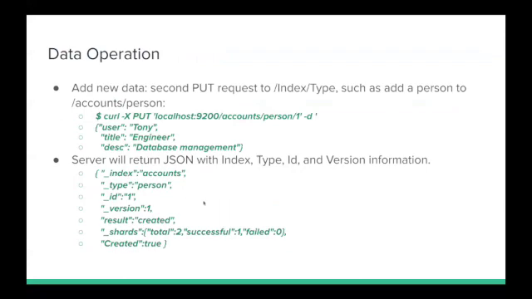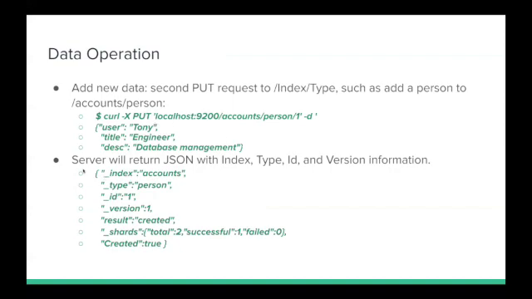Now we will take a look at the data operation part in Elasticsearch. First of all will be adding a record. We can send a PUT request to a specified index type, and we'll be adding a new record successfully. For example, we send a request to accounts/person to add a new staff record. The user will be Tony, the title will be engineer, and the description will be database management. So we successfully sent a PUT request to the server.